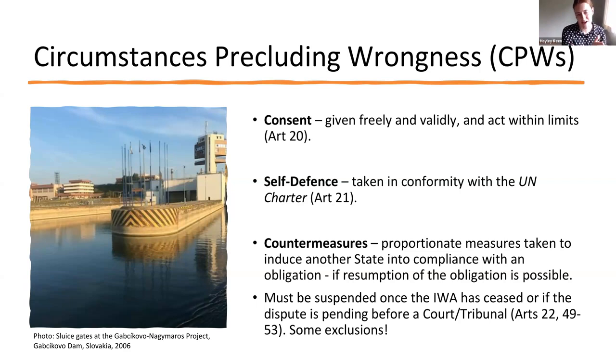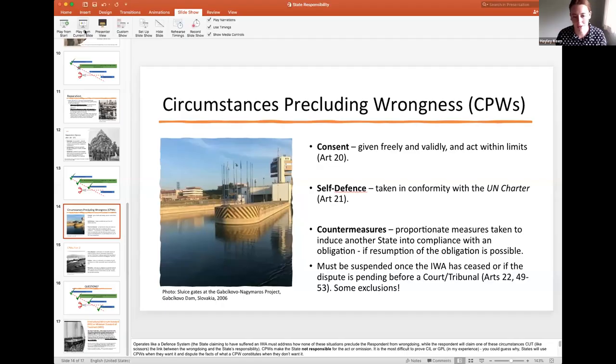Countermeasures, which we just talked about before as part of the reparations issue. These are proportionate measures taken to induce another state into compliance with an obligation, if the resumption of that obligation is possible. So this is a circumstance precluding wrongfulness. You can't turn around and say that there is a breach of international law with this state doing this activity if they're doing it as a countermeasure. They're trying to induce you as a state into compliance with an obligation which exists for you, if that obligation is actually possible for you. This has a lot of exclusions. I can't even remember all of them, so I have to go and look them up down here.